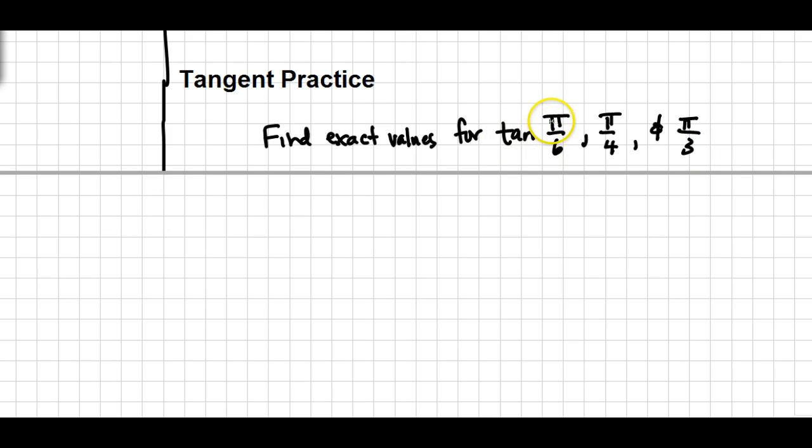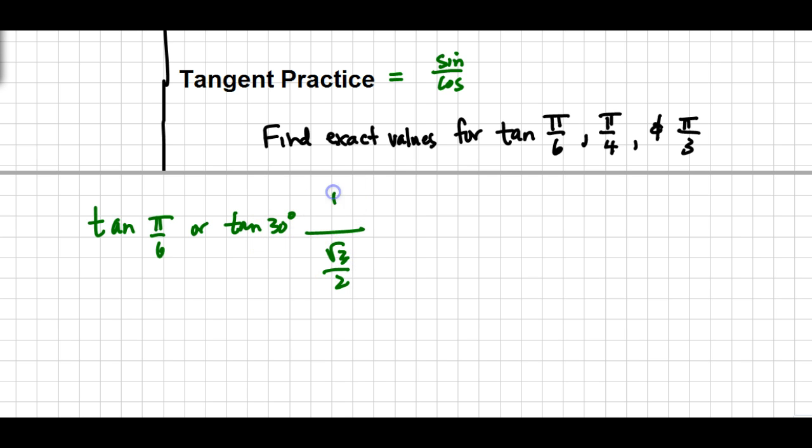So let's go ahead and do tangent of pi over 6. Quick reminder that pi over 6 is the same as 30 degrees. So we're doing the tan of 30 degrees. Quick reminder that for tangent, you're doing sine over cosine. So I need to remember what the sine and the cosine is at 30 degrees. I know that the cosine is square root of 3 over 2, and the sine is 1/2.